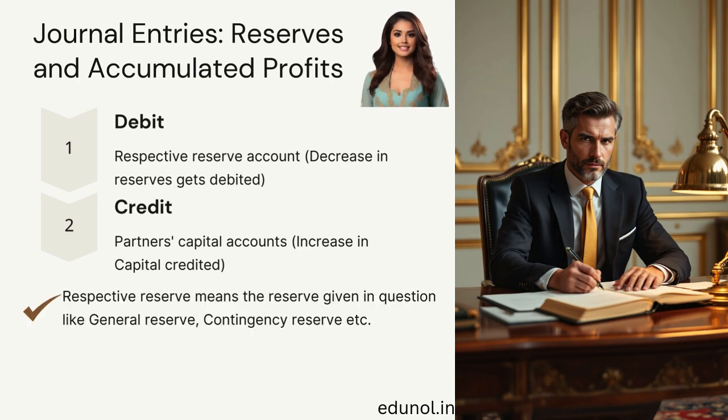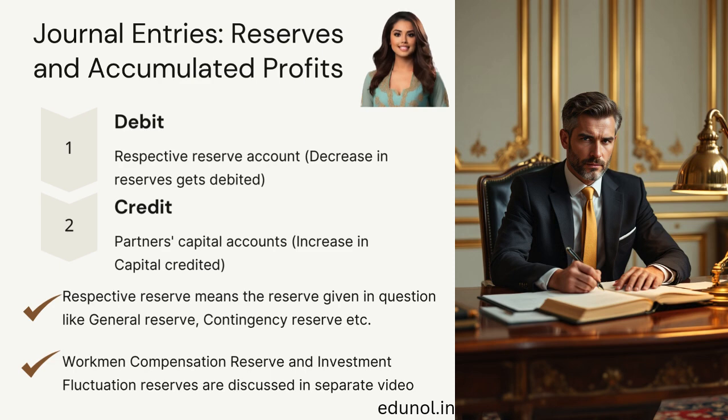Respective reserve means that if the question gives general reserve, then general reserve account gets debited. If the question gives contingency reserve, then contingency reserve account gets debited. Similarly for other reserves. As explained on the previous slide, either the old partners or all the partners' capital account gets credited, depending upon the type of reconstitution. Workman compensation reserve and investment fluctuation reserve involve different case scenarios and hence are discussed in separate videos.